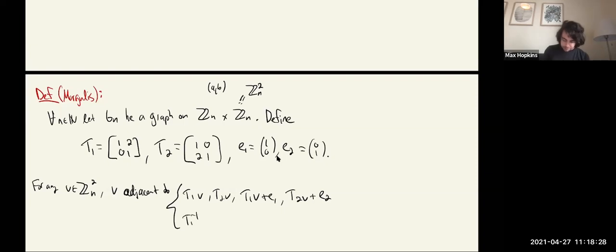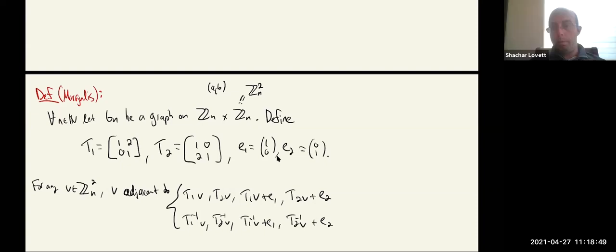So we'll have T1 inverse v. Notice these are non-singular matrices, right? So we can take the inverse. T1 inverse v, T2 inverse v, T1 inverse v plus e1, and T2 inverse v plus e2.